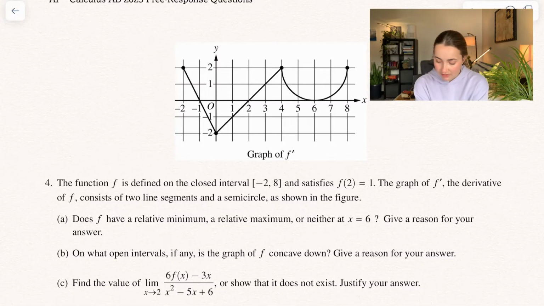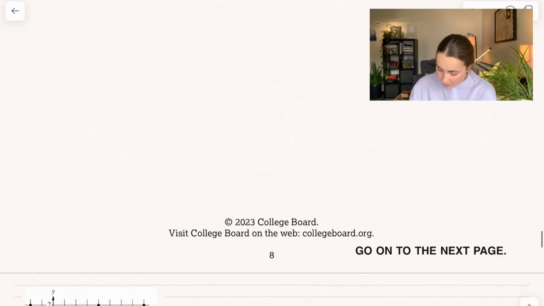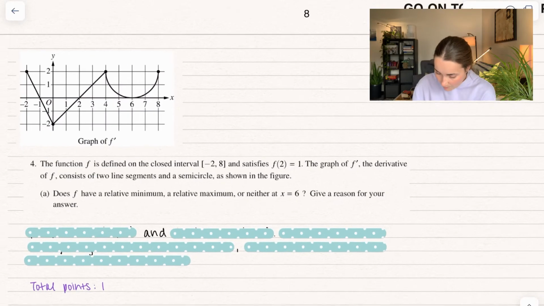We have the function f is defined on the closed interval -2 to 8, and it satisfies f of 2 equals 1. The graph, which is the derivative of f, consists of two line segments and a semicircle as shown in that beautiful figure. So part A, does f have a relative minimum, maximum, or neither at x equals 6? And we're going to give the reason for the answer. I'm going to scroll down here. I have it rewritten out.